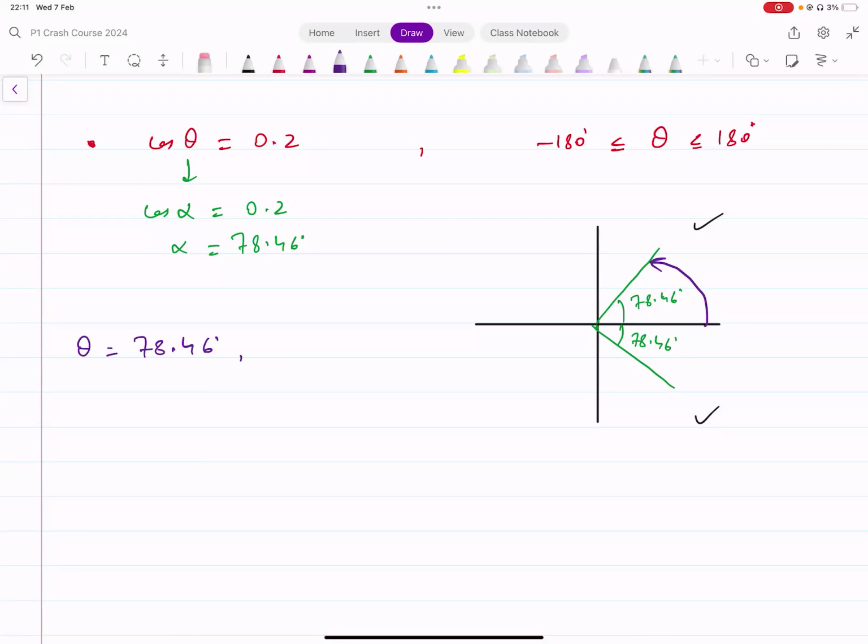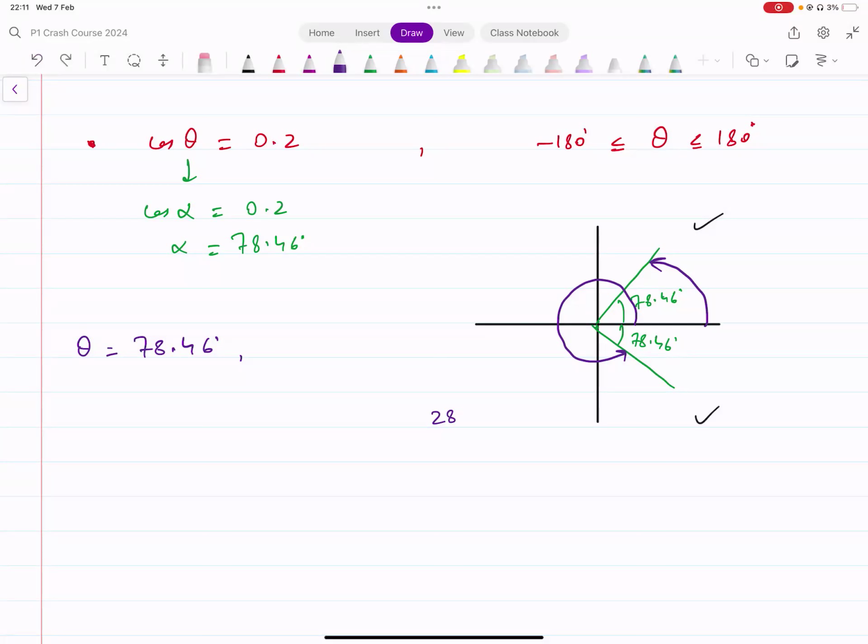Okay. Now, let's go further and get to this angle. What is this going to be? It's going to be 360 minus 78.46. And that's going to be 280 something, 281 maybe.